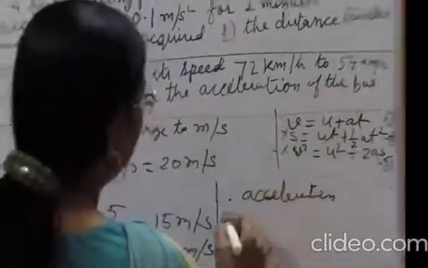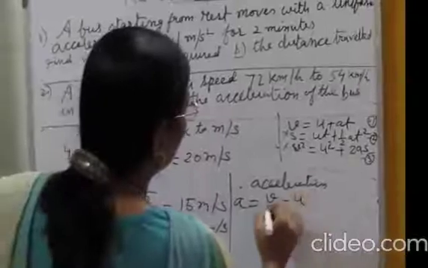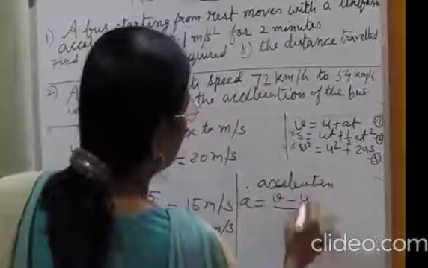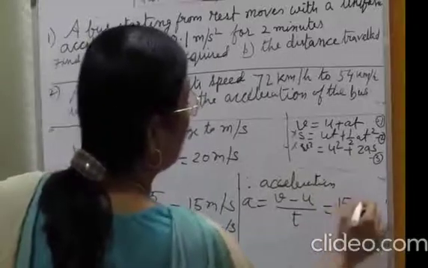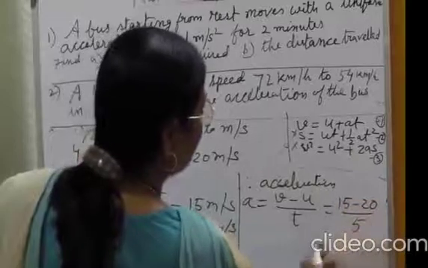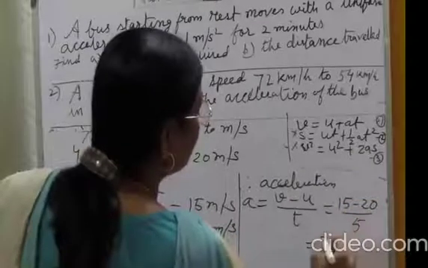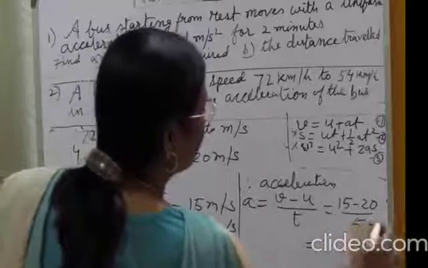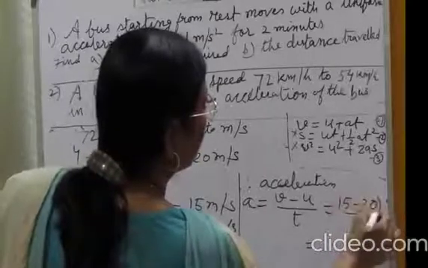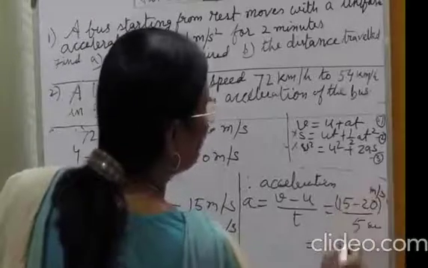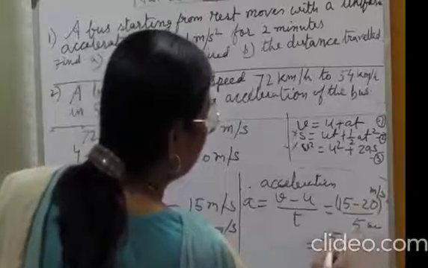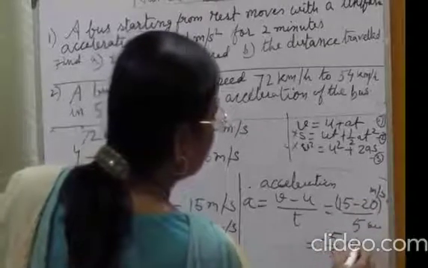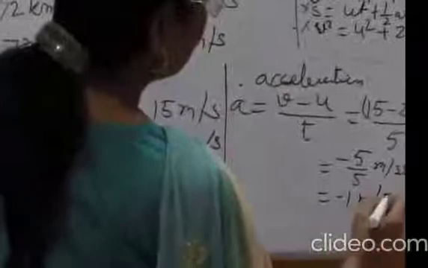Now, we know a equals V minus U by T. V equals 15, U equals 20, T equals 5. Now see, here 5 seconds, here meter per second. Now, this is minus 5 by 5 meter per second square. So minus 1 meter per second square.